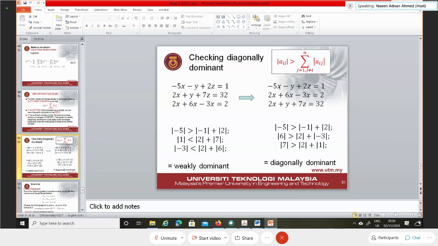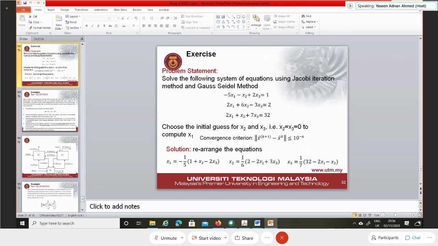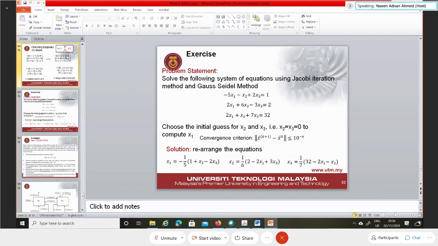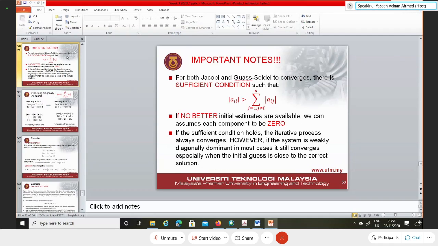So how about this one? Yeah, 5 is greater than 3. This one, 6 is greater than 5. Yes, and this one, 7 is greater than 3. So that is diagonally dominant. So this is the condition. Okay, so check diagonal dominancy. So the condition is when it's converged, when it's not converged, something like that. Sometimes it's asked like that.